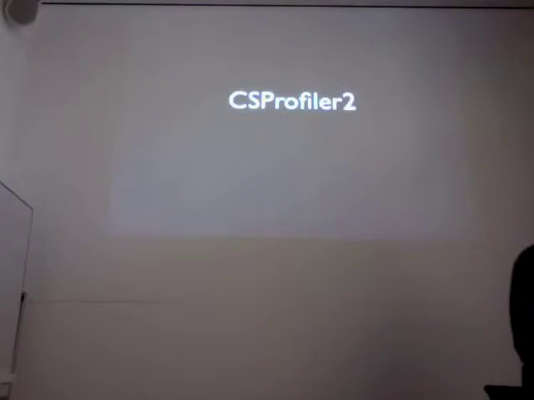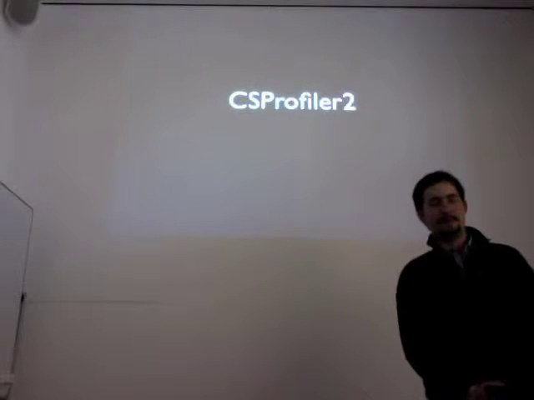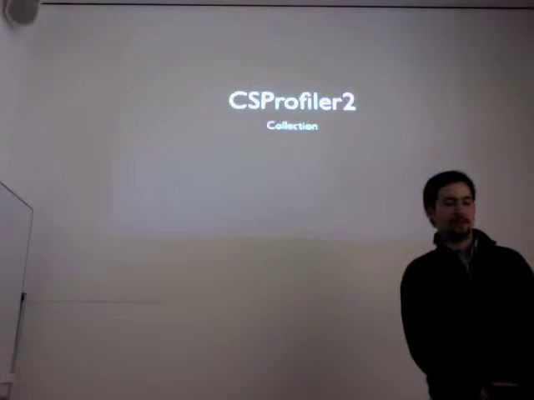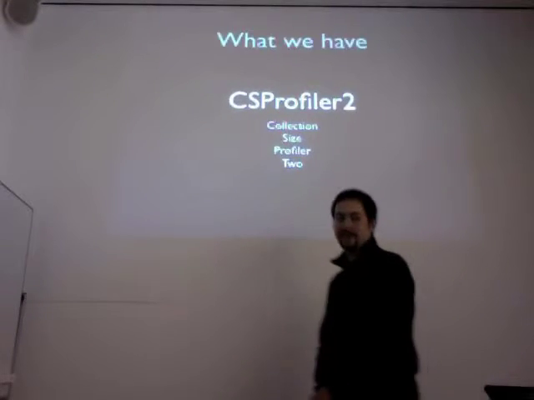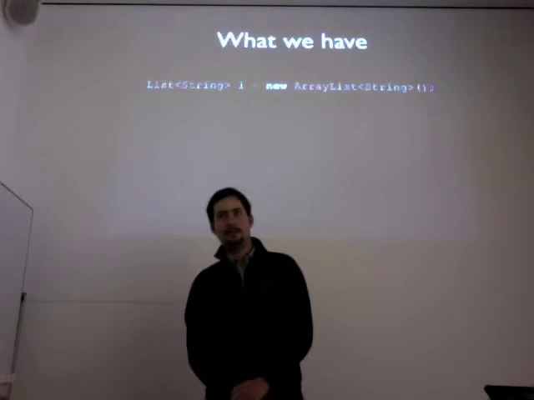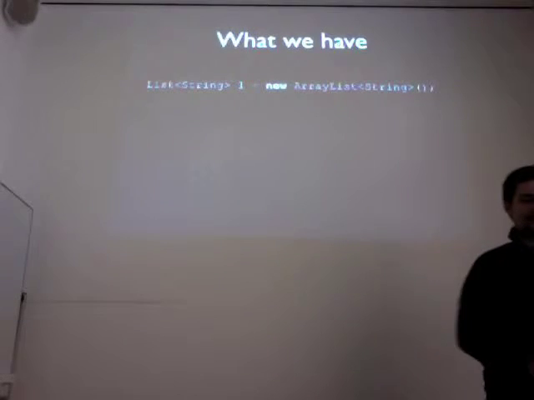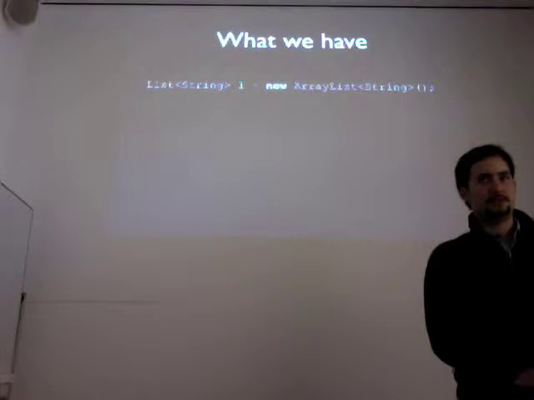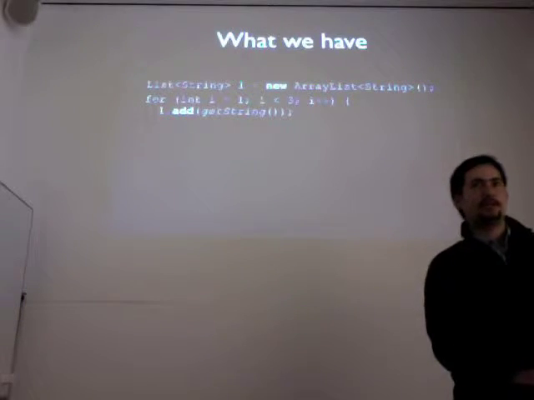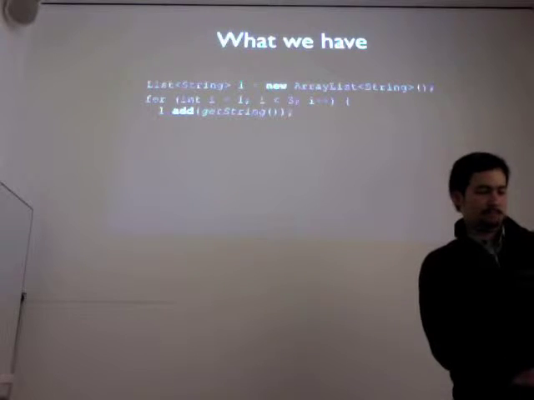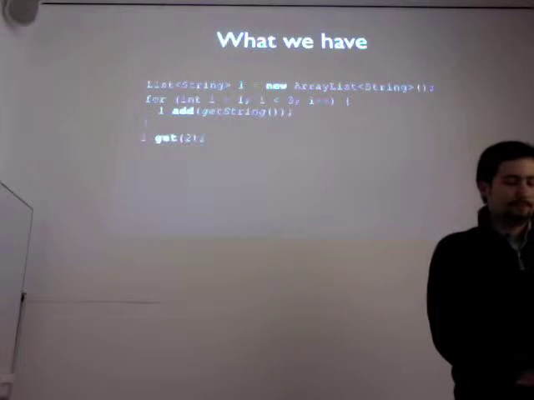So, ladies and gentlemen, let me present very shortly, shouldn't be more than, say, 5 minutes, the CSProfiler2, which is the collection size profiler 2. First of all, let's jump straight in by looking at some code. Here is a collection. We're creating a collection, an array list, and we'll put it in a list of strings. Now, in a cycle, let's add some strings in here. Just some strings. So we're increasing the size of this collection.